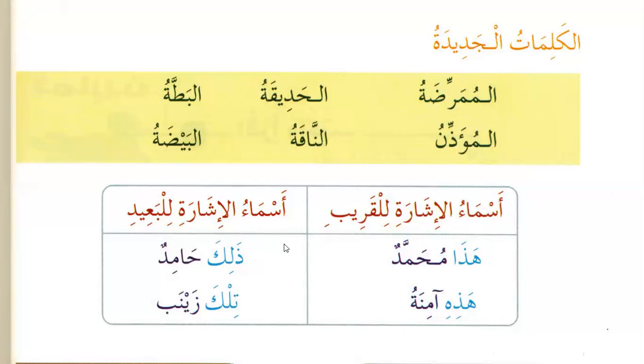Asma ul isharati lil qarib: hadha Muhammadun, hazihi Aminatun. Asma ul isharati lil baid: dalika Hamidun, wa tilka Zainabun. So you all need to memorize these four words: hadha, hazihi, dalika, tilka.